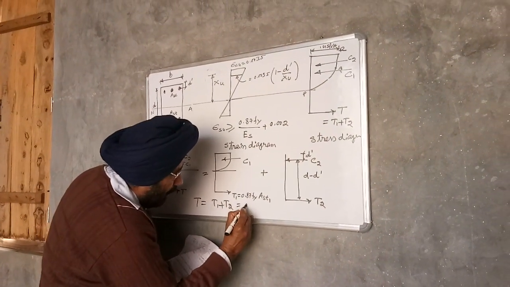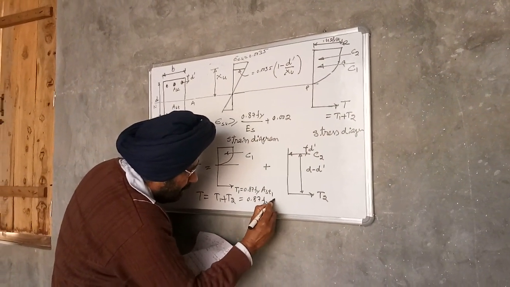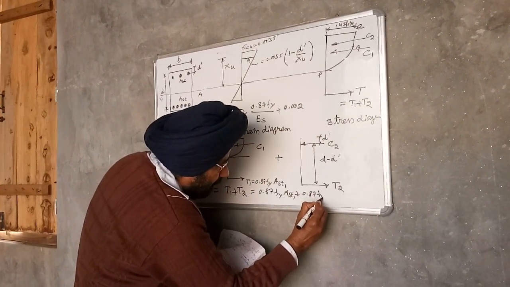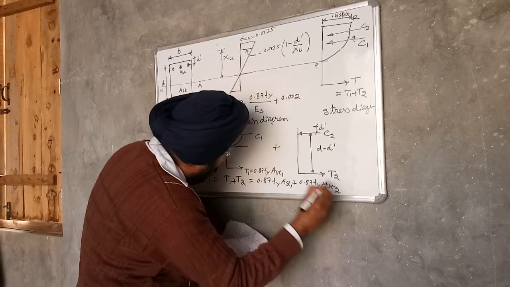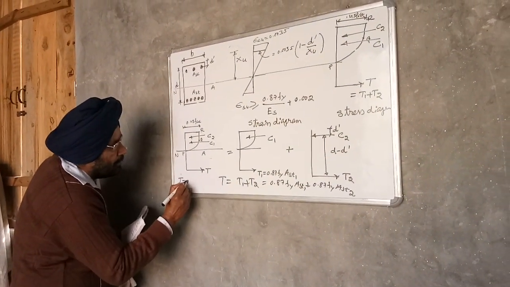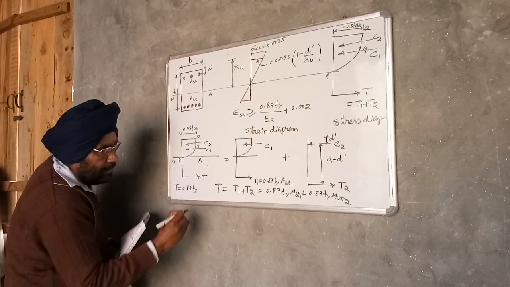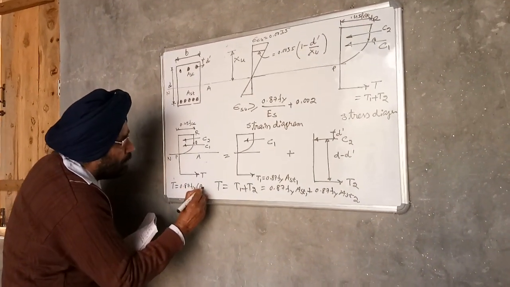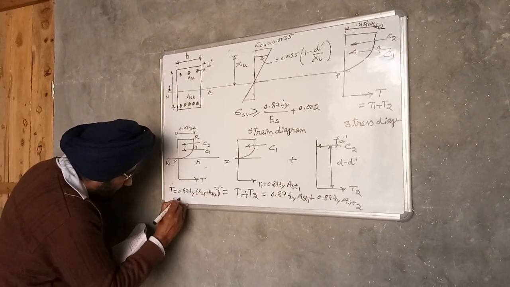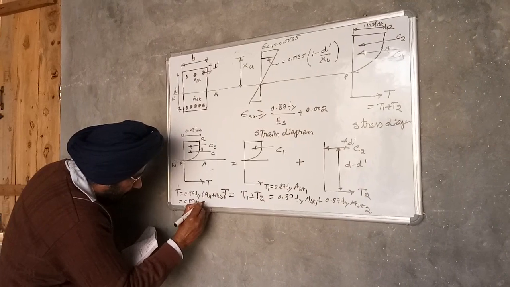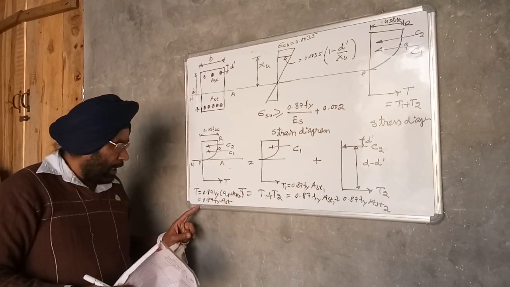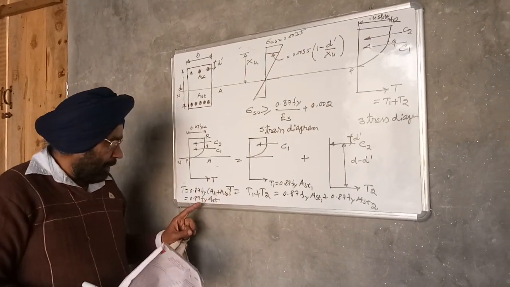T is equal to 0.87 fy Ast1 plus 0.87 fy Ast2. So it means 0.87 fy into Ast1 plus Ast2. So this is equal to 0.87 fy Ast. So the total tensile force T is equal to 0.87 fy Ast.